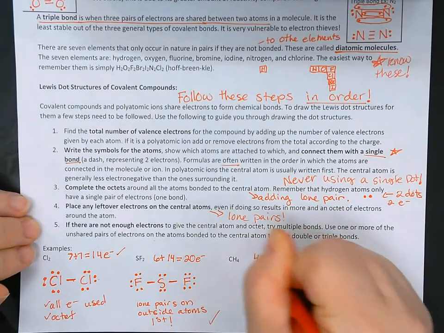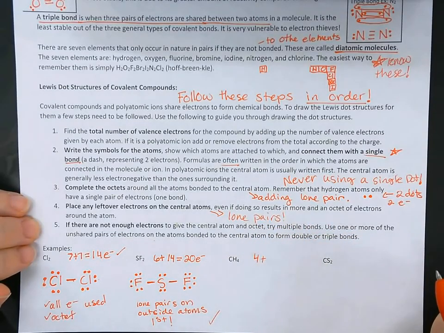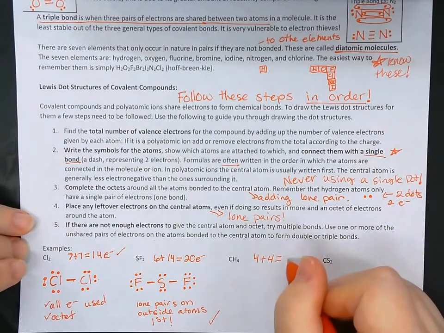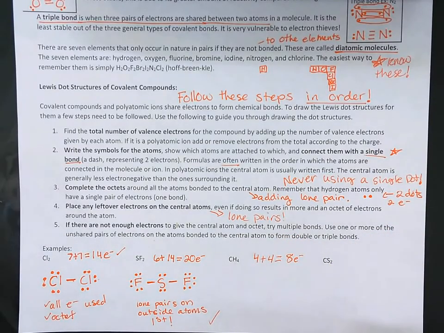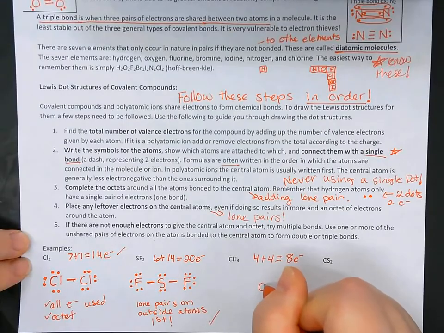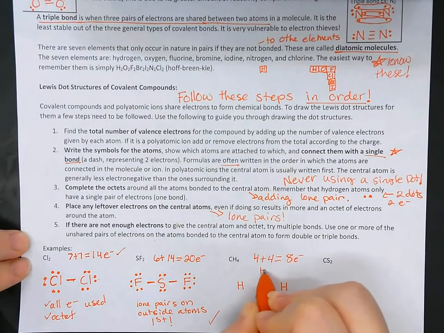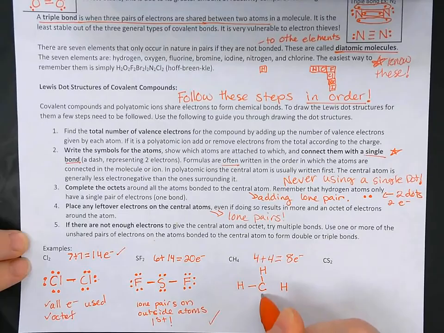So we've got carbon that has 4 valence electrons, and hydrogens each get 1, but there's 4. So we'll have a total of 4 from hydrogens. So we have 8 electrons to use. Okay, now we're going to write out those symbols of the atoms. Again, our first atom is typically our central atom, carbon, and then we are going to add our 4 hydrogens around it. I'm going to start with a line, and then I'm going to add them on the top and the bottom. Okay, and then we're going to connect them with a single bond.